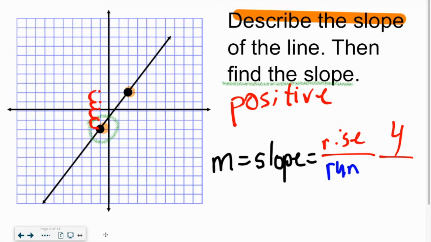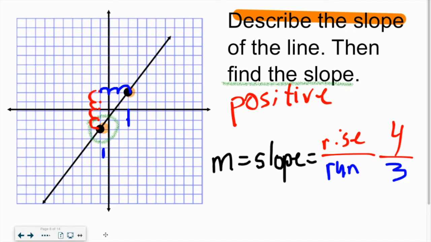And then from that first point, how much do you run to get to the second point? From right here, we go 1, 2, 3. 1, 2, 3. Count carefully. A small counting mistake brings a tear to my eye and a red pen out. We want to count very carefully.